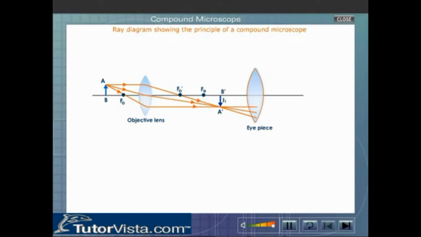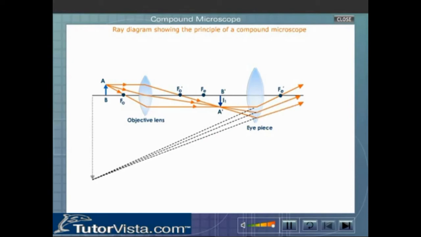The position of the eyepiece is so adjusted that the image lies within the focus of the eyepiece, FE. The eyepiece acts like a magnifying glass and forms a virtual, erect and magnified image of the object.